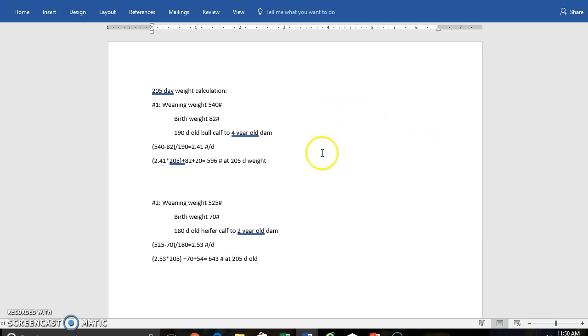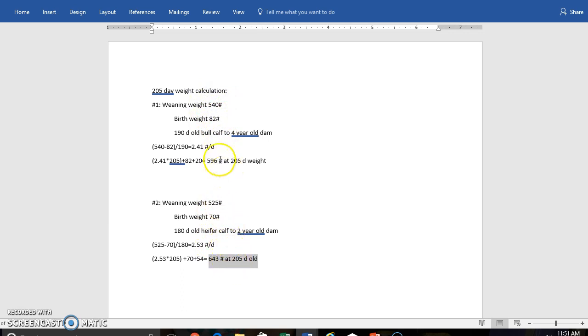So actually, even though this calf weighed a little bit less, and it was younger, its mother, this 2-year-old dam, actually did a better job of raising this calf than the other dam did, even though the other calf weighed heavier, 540 versus 525.